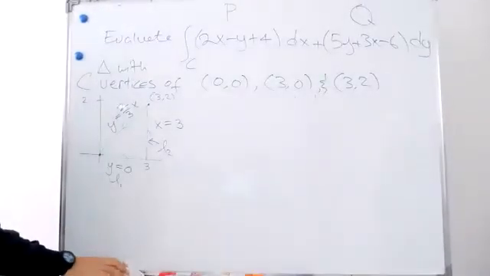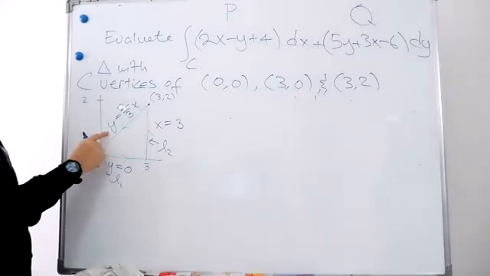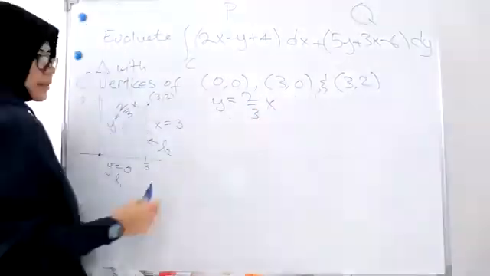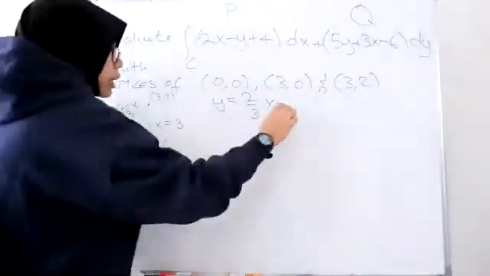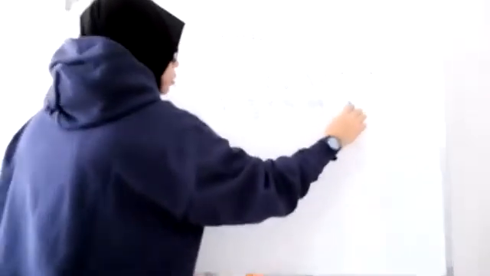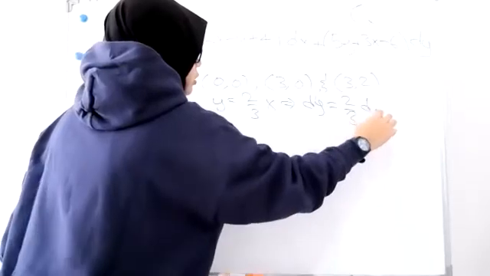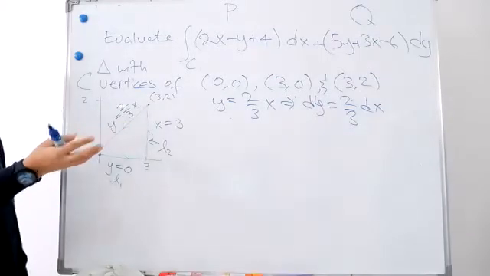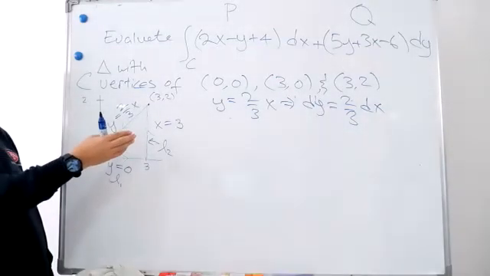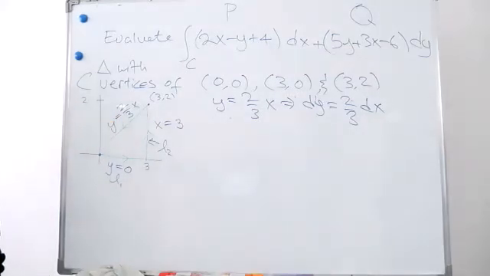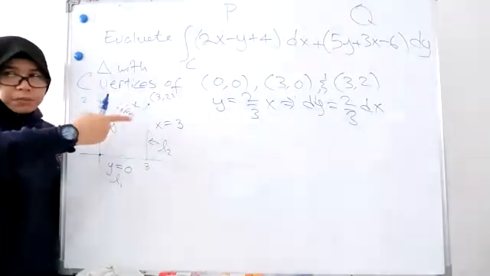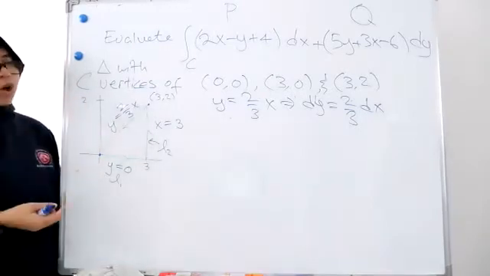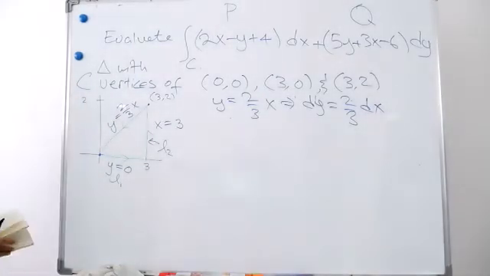Okay, last line. Last line is on this line. So y equals 2/3 x. Okay, so dy equals 2/3 dx. So we can now substitute dy in terms of dx. You can also do the reverse, x in terms of y, but you need to make sure that you have the correct coefficient. Okay, let's see this one.